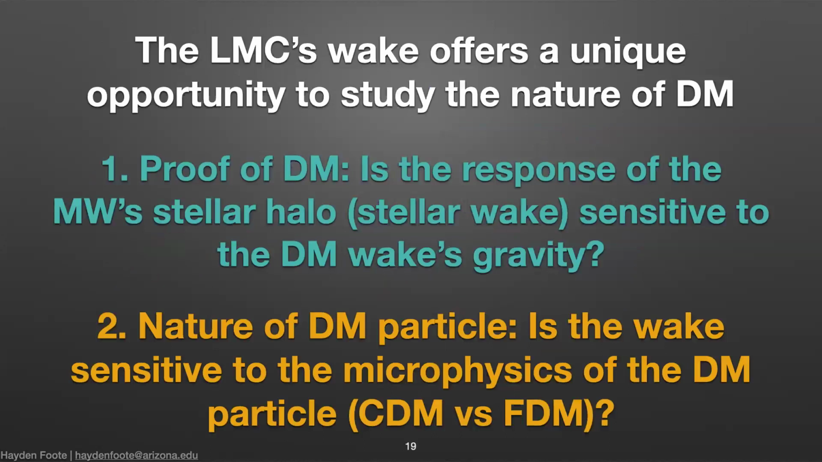And the second question is to take that a step further and say, okay, if we now make the wake out of fuzzy dark matter instead of cold dark matter, does that change anything about the wake? Does that change any observables? Can we use this scenario to distinguish between the two?